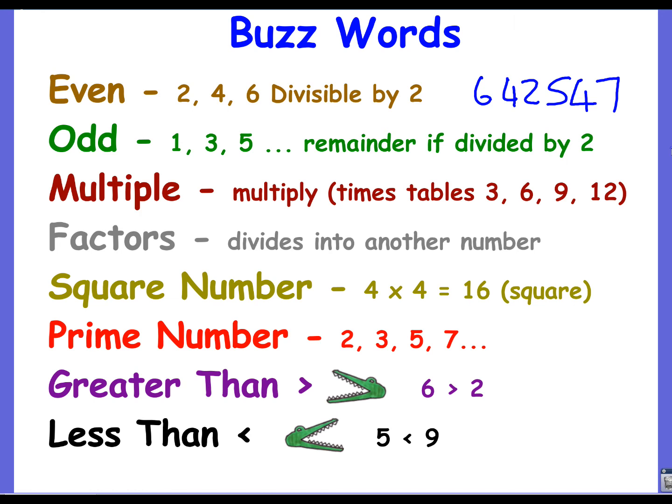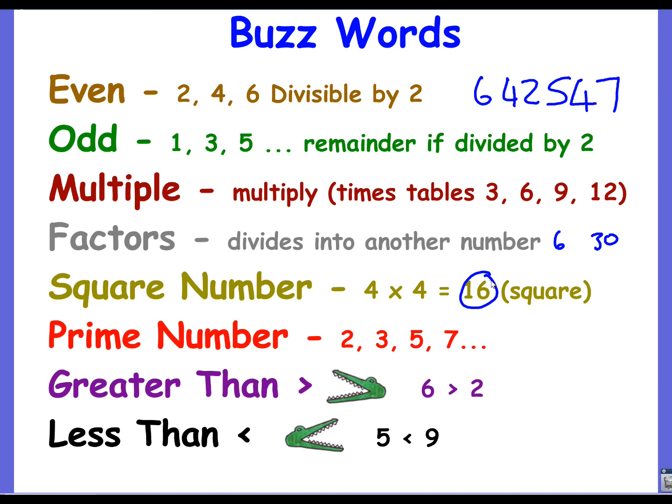Multiples multiply. So don't forget, it's your times tables, 3, 6, 9, 12, and so on. And factors are numbers that go into other numbers. So, as before, 6 is a factor of 30 because it divides into it exactly 5 times. A square number is the result of a number being multiplied by itself. So, 4 times 4 is 16. So, 16 is our square number.